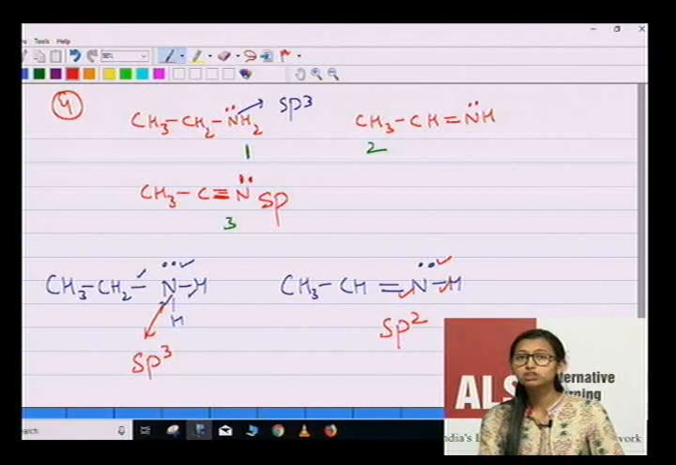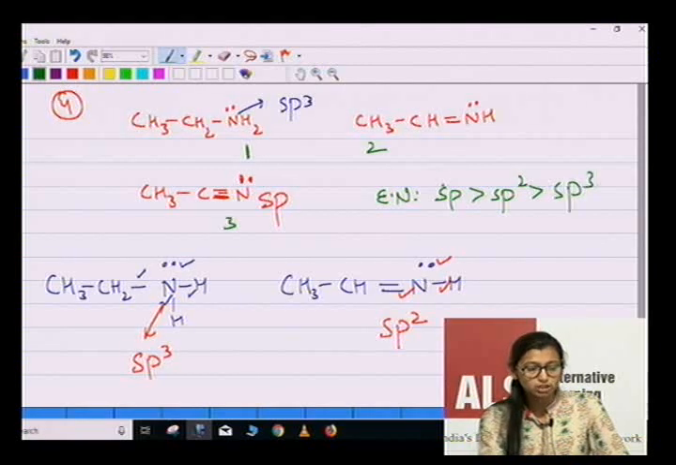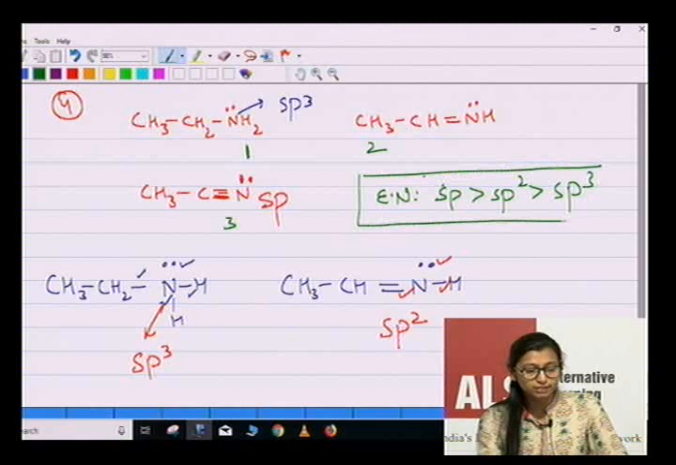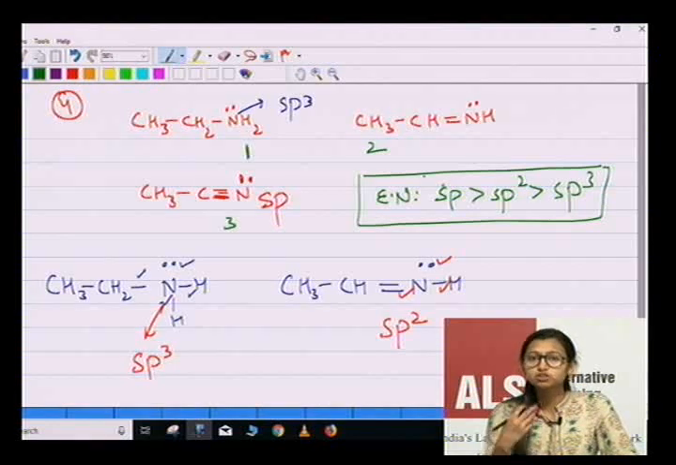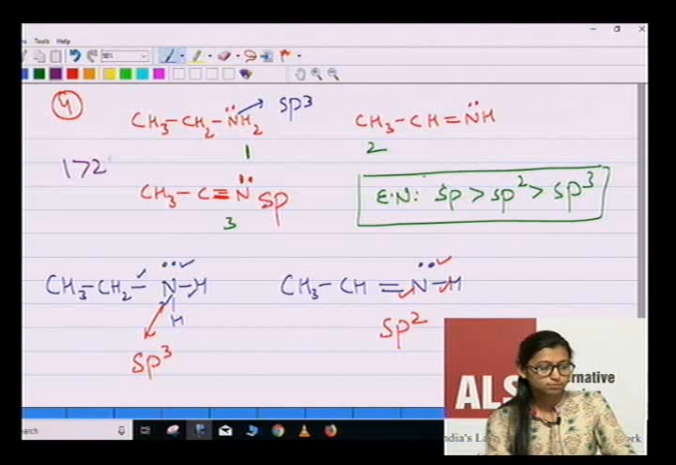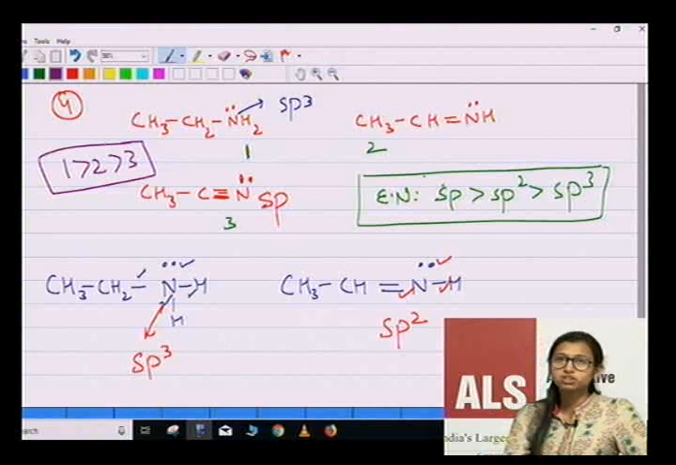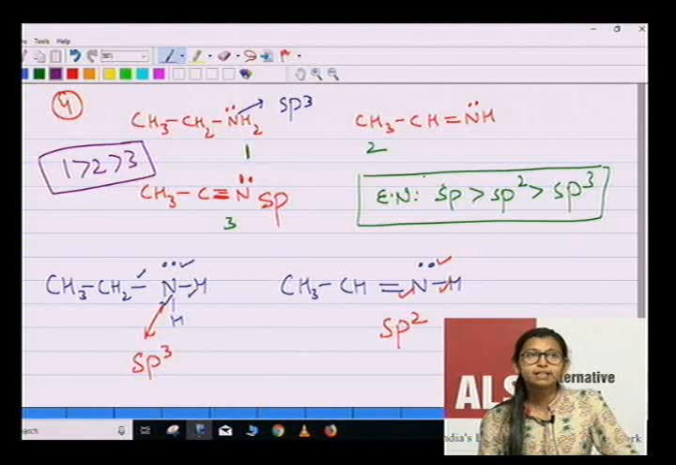So you know the order of electronegativity: it is sp, then sp2 and then sp3. So the sp nitrogen can keep the lone pair over itself, making it stable. So it will not easily give its lone pair, right? So the answer will be first, second and then third. Please mention, I should write it here. Okay, so this is the order. I'm saying that please mention the hybridization in your explanation. It's very important. Clear to everyone?